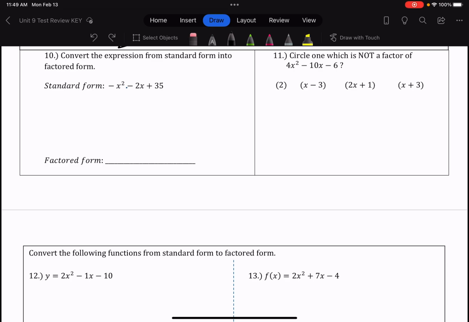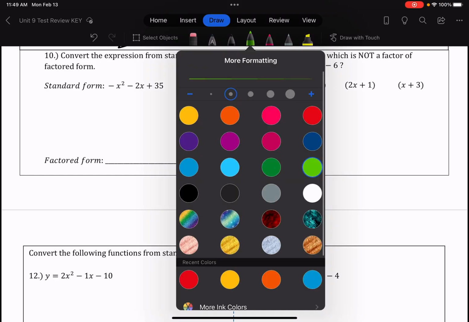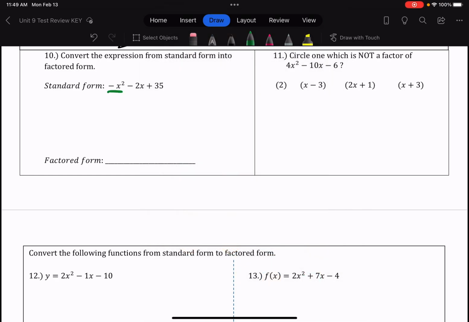So question 10 says, convert the expression from standard form into factored form. And it's given us negative x squared minus 2x plus 35. Guys, first thing I want to do is factor out a negative 1. The reasoning for this is because we don't want our leading coefficient to be negative. So I'm going to factor out a negative 1 from all three terms. So my GCF is going to be negative 1.